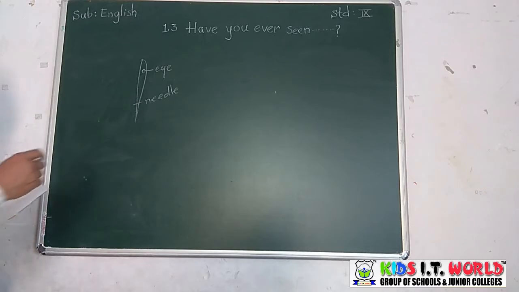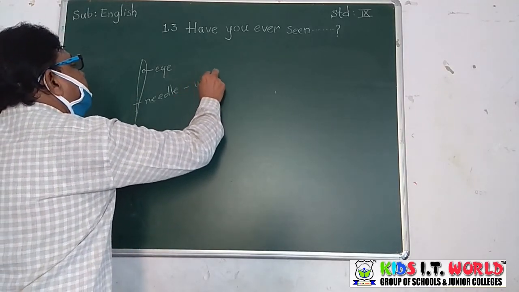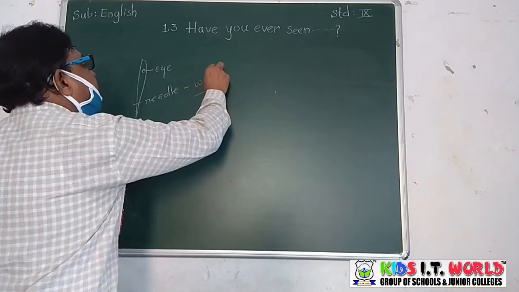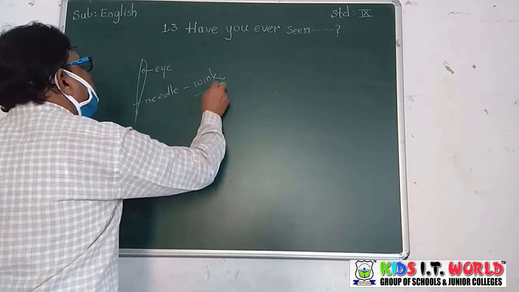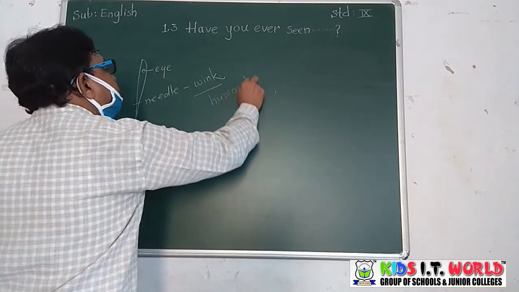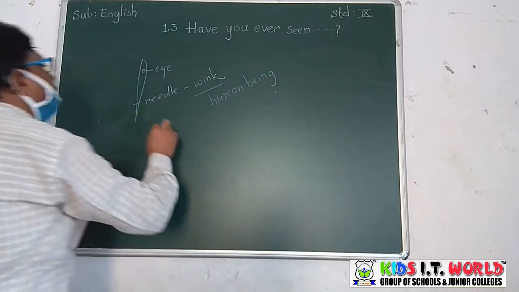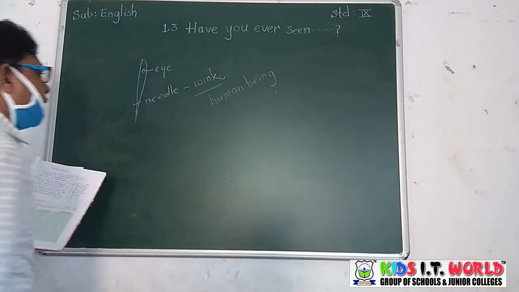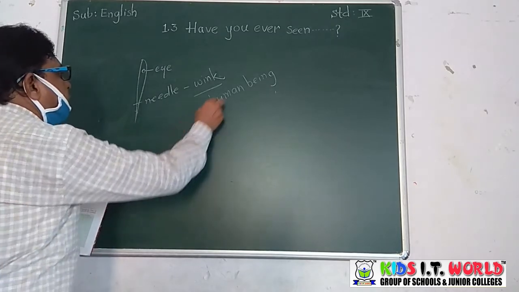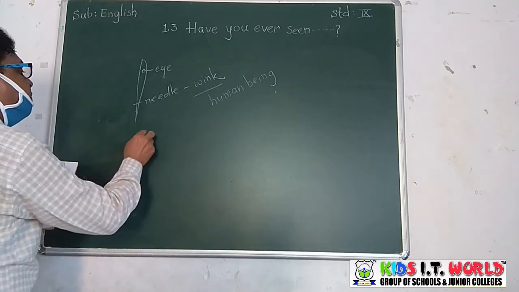Then one more figure of speech is here. Because a needle is supposed to wink, and winking, opening and shutting is the quality of humans or human beings. Therefore, this winking of the eye of the needle is personified. Therefore, the figure of speech used is personification.